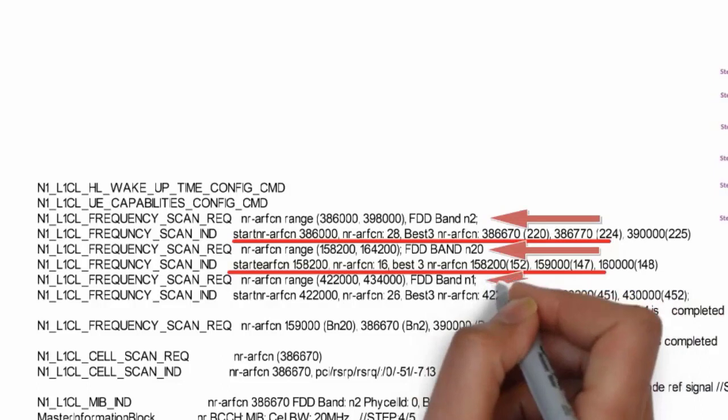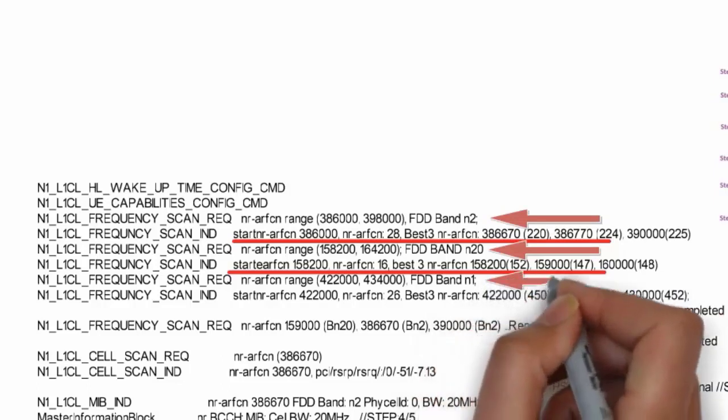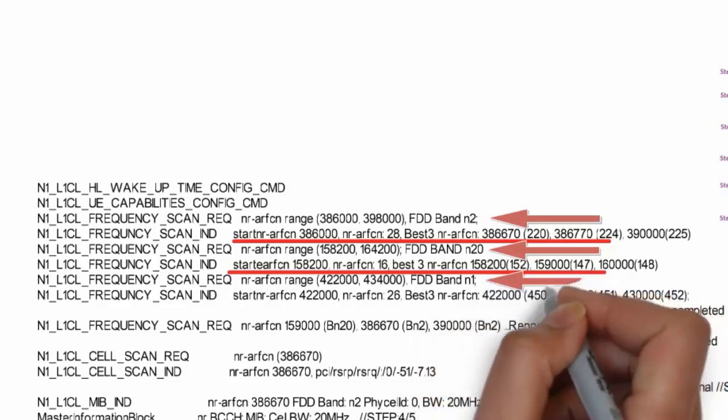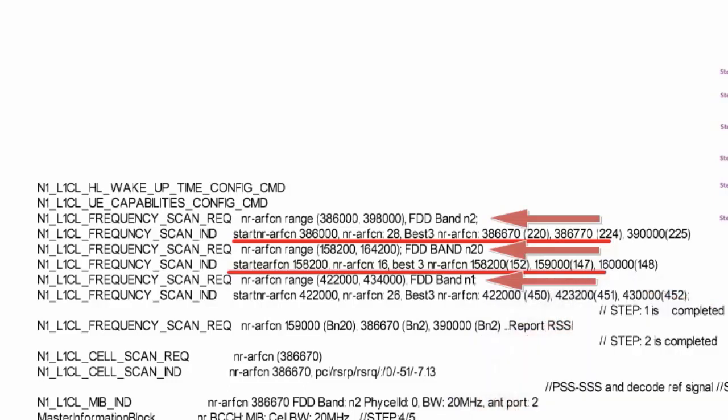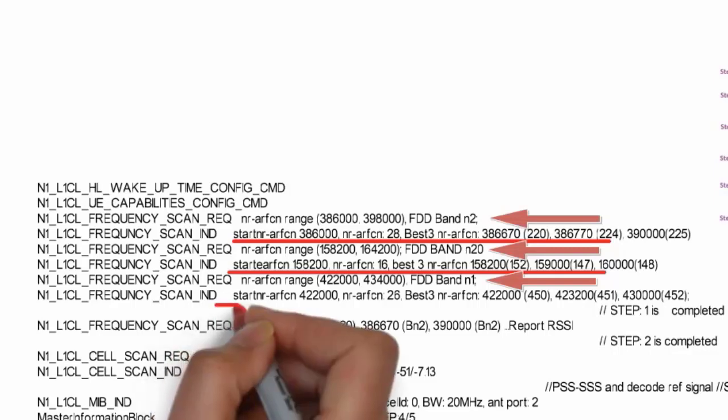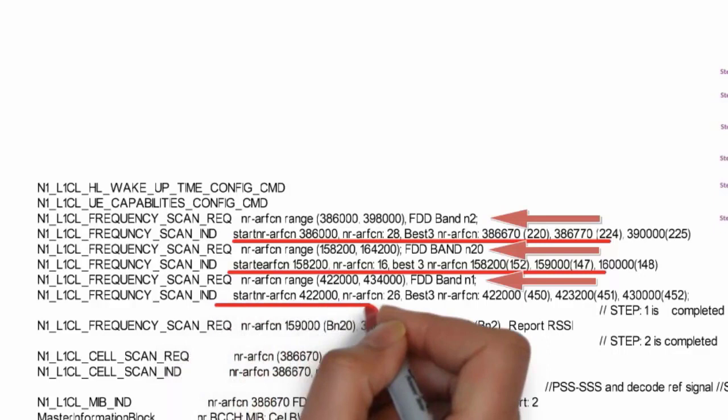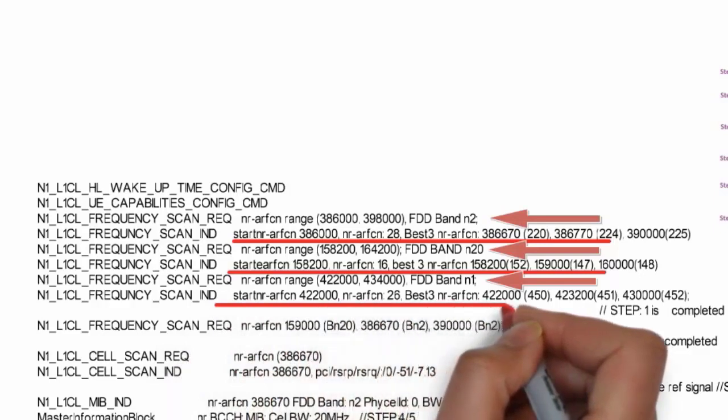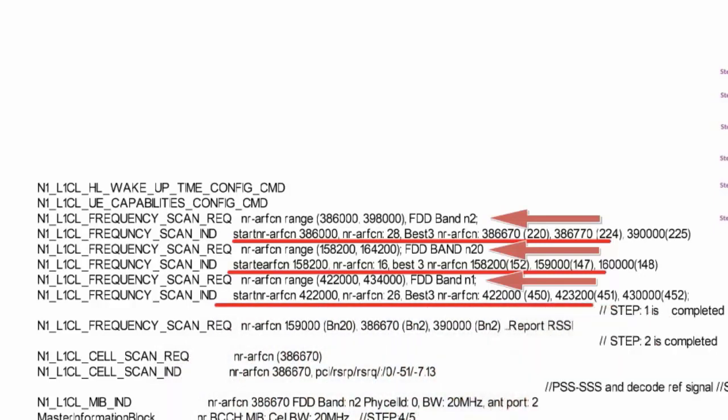Again, N1 L1CL sent a frequency scan request with NR ARFCN range 422,000 to 434,000 for band N1, and N1 L1CL got the result where the scan started from 422,000 and total NR ARFCN scanned is 16, and out of the 16 ARFCN, the 3 best ARFCN are 422,000, 423,200, 430,000. So these 3 frequency were found in the N1 band.